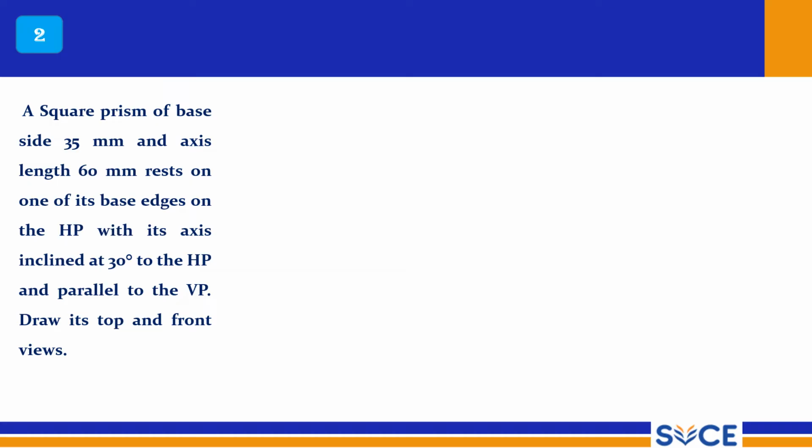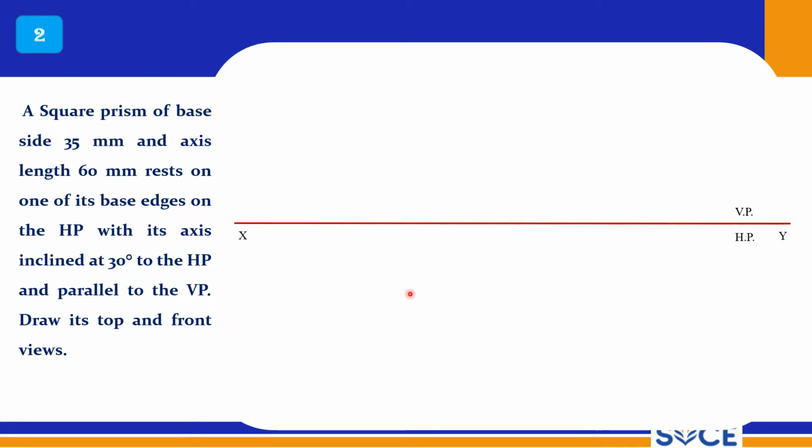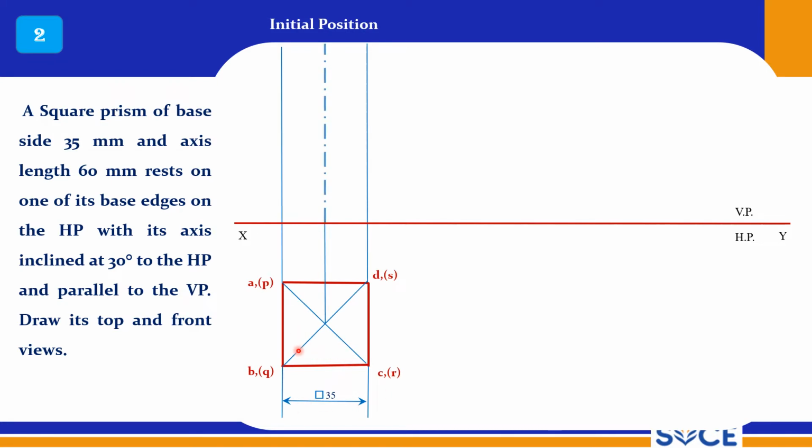A square prism. So earlier we have seen a triangular prism. Of base side 35 mm and axis length 60 mm, it rests on one of its base edges on the HP. So it is also resting on a base edge. So here on the right side, with this point you have to fix the orientation. With its axis inclined at 30 degrees to HP and parallel to VP, draw its top and front views. So you have to draw the square, make sure that one edge of the square is on the right hand side, and this is the square of 35 mm. And draw its simple front view.